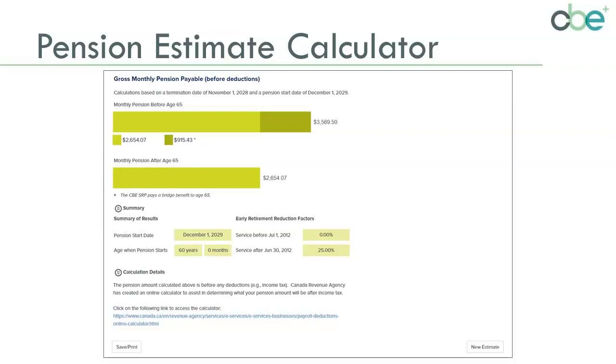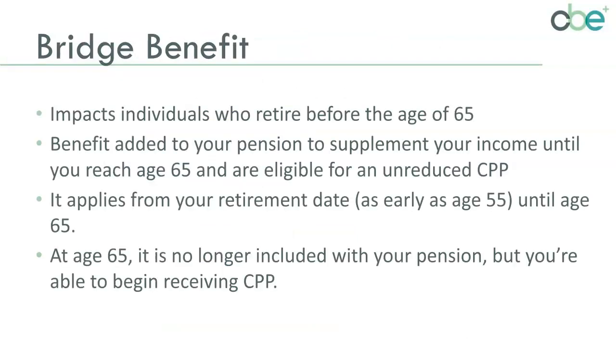Please note that you can also press the Calculation Details button for a summary of the variables entered to produce the estimate, and you can either save or print your estimate for future reference. In addition, a link to the Canada Revenue Agency is also provided so that you can get a sense of the monthly income tax that will be deducted from your pension benefit once you retire.